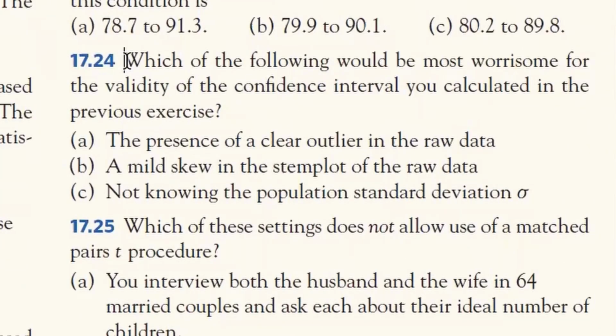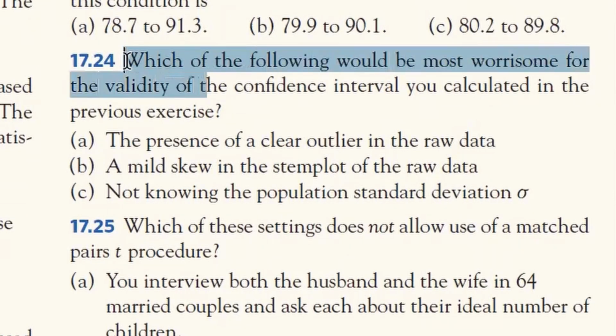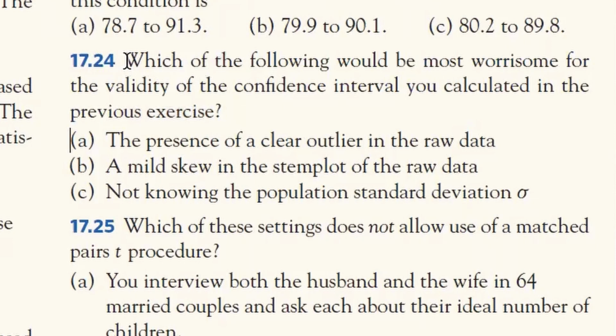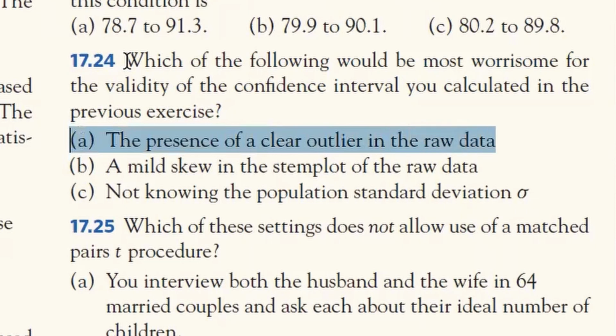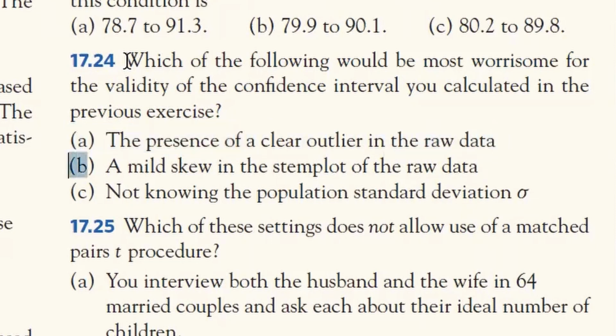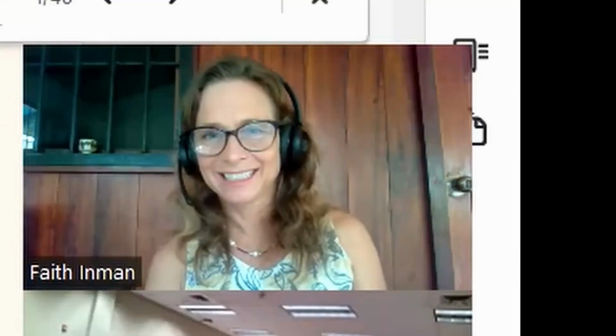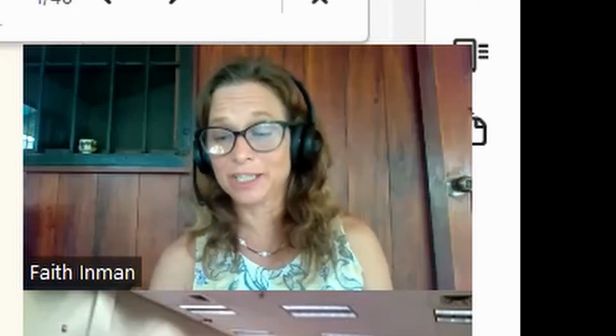This would be a question that I would be more likely to ask. Which of the following would be most worrisome for the validity of the confidence interval you calculated in the previous exercise? So this tests the concepts. What would be a real problem for the t-test? A, the presence of a clear outlier in the raw data. B, a mild skew in the stem plot of the raw data. C, not knowing the population standard deviation. You guys all know this by now, right? What's the answer? C. C, not knowing the population standard deviation.